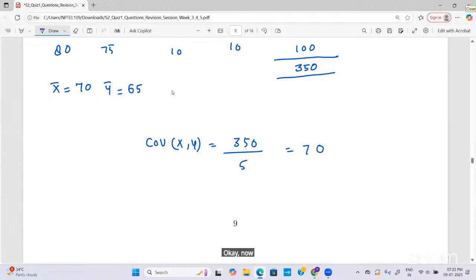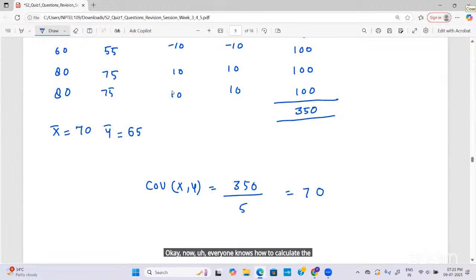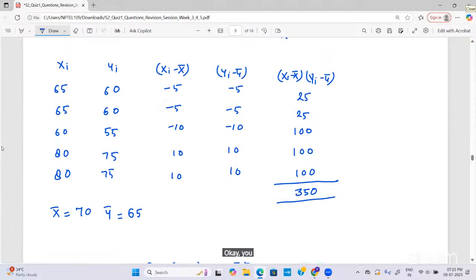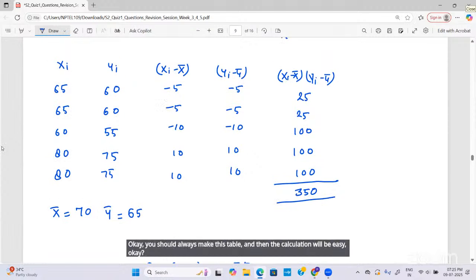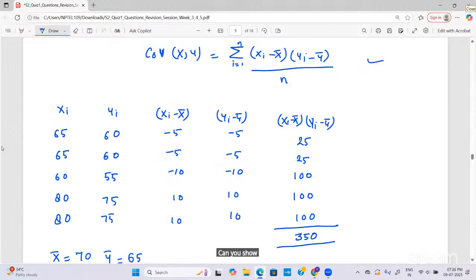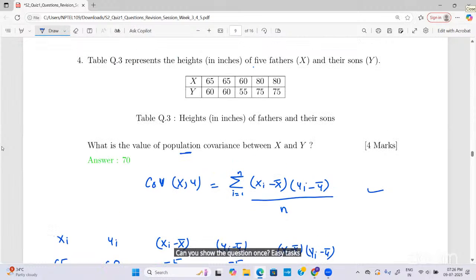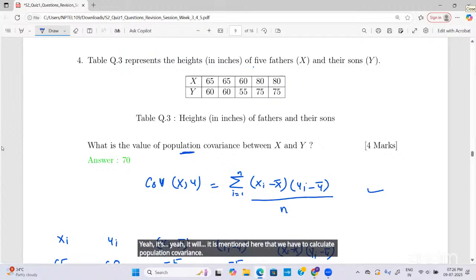Okay, now everyone knows how to calculate the covariance, what things we need to calculate. You should always make this table and then the calculation will be easy. You will not get confused in this way. Can you show the question once? Is it asking to calculate covariance of sample or population? It is mentioned here that we have to calculate population covariance.